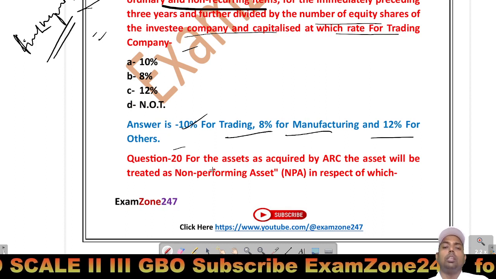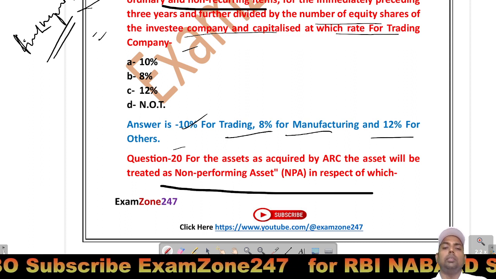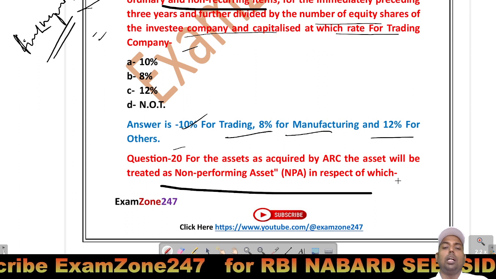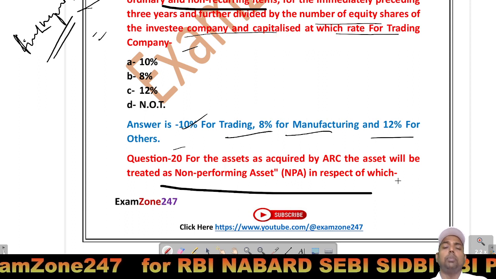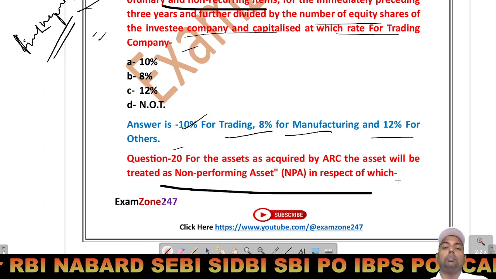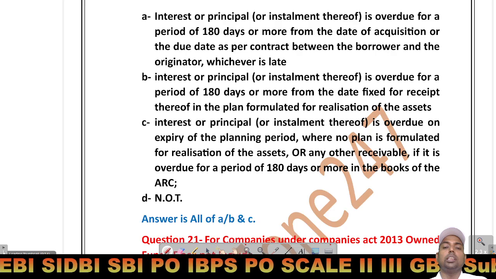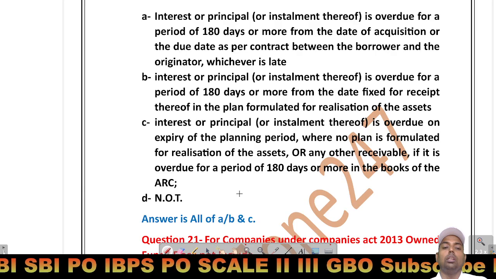Question 20. What for the assets acquired by ARC will be treated as NPA in respect of which? If an asset reconstruction company purchases assets from a bank or financial institution, then that will be treated as NPA.